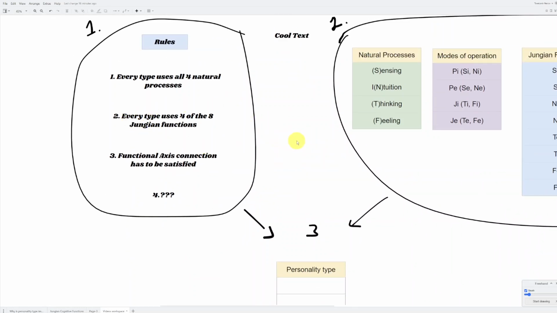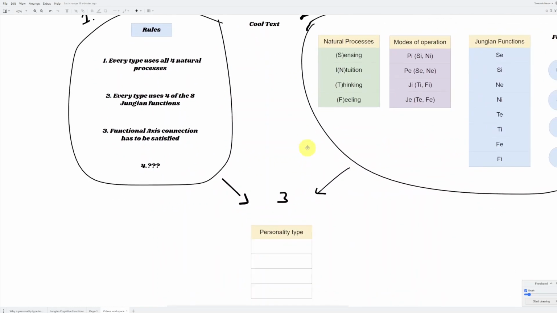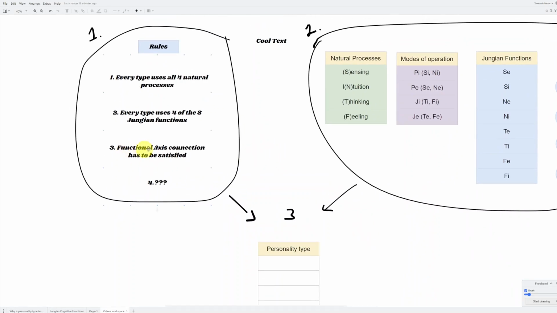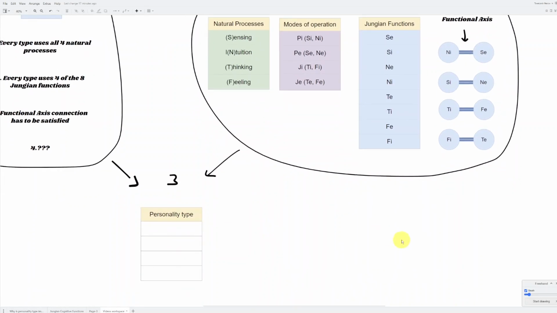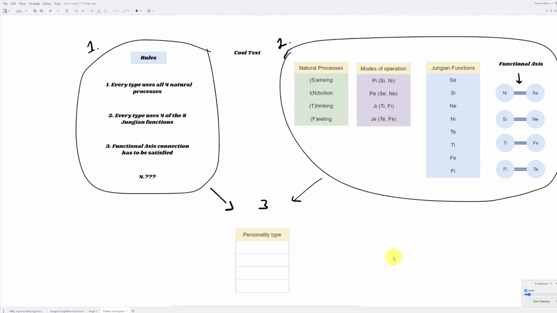The second rule is every type uses 4 of the 8 Jungian functions. So you can see the Jungian functions here, there are 8, and in the personality type we only use 4 of them. And the third rule is functional axis connection has to be satisfied. So what this means is that if the type uses, let's say, introverted intuition, well, we know that introverted intuition is connected to extroverted sensing. So it means that if the type has NI, it also needs to have SE in the stack. So this is the rule. And for now we don't have a fourth rule. Let's try to construct a type using those three rules and the concepts we have so far.